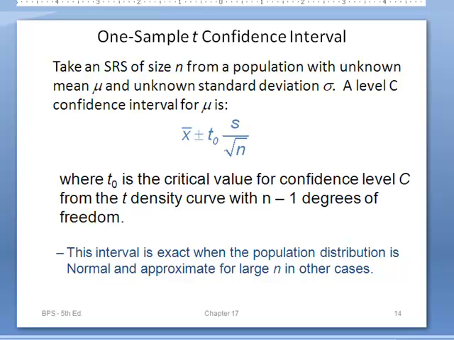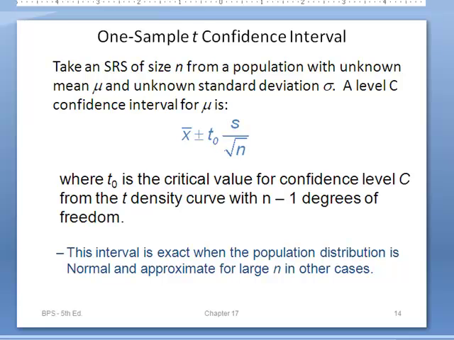So here's our one sample t confidence interval. We have to take a simple random sample of a certain size from the population with a known mean and an unknown standard deviation. A level C confidence interval looks like this for our sample population mean. So it looks very similar to the Z interval, except instead of Z naught we would see t star, and instead of sigma, S.